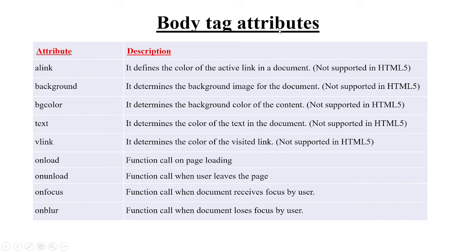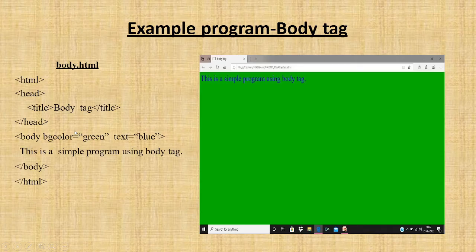But the major body tag attributes that an initial learner should use are BG color, background, text, A link, V link. Along with this, there is one more attribute, that is link. Now let us present an example of how to use a body tag.